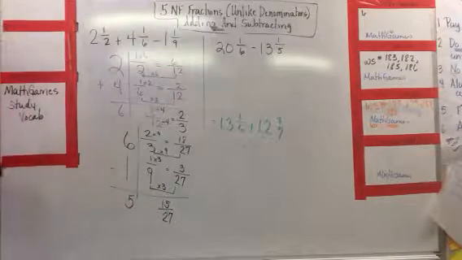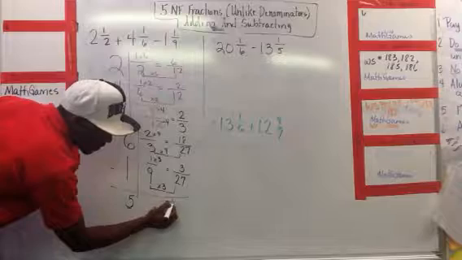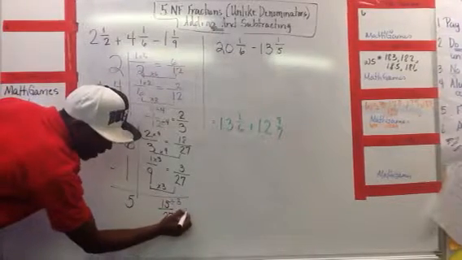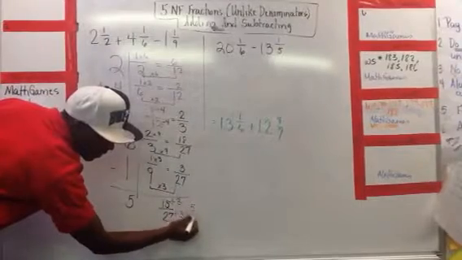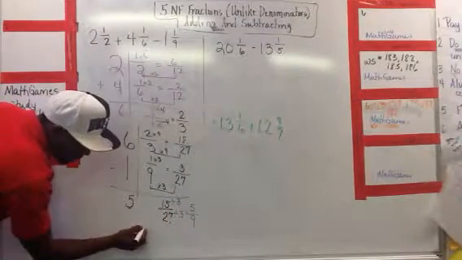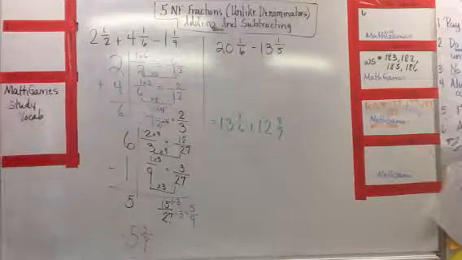Can this simplify? Yes. What can divide into both of them? 3. Yeah. And I get 5 over 9. So my answer, 5 and 5 ninths. Very good, Keontae. 5 and 5 ninths.